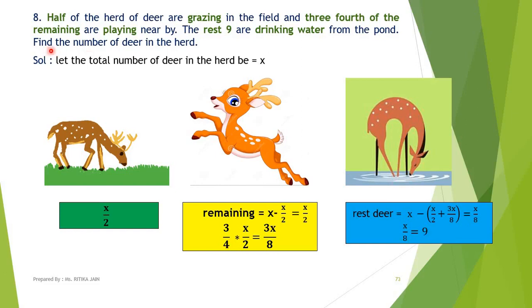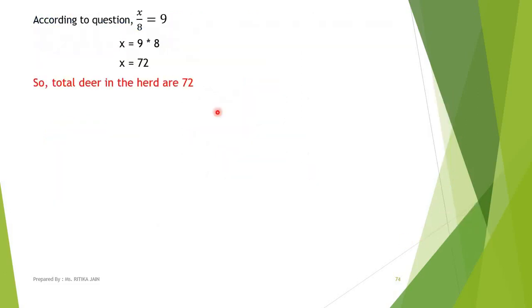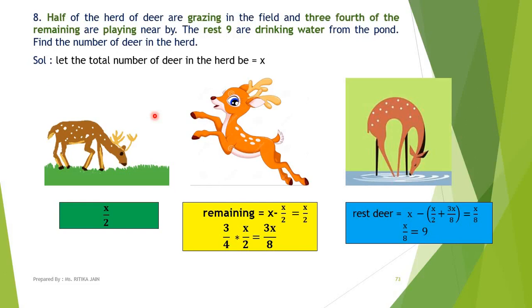And what do we have to calculate? We have to calculate the total number of deer in the herd. So, this is our required equation. Okay. So, clearly according to the question, x by 8 equals 9. So, on cross multiplication, we will get the value of x as 72. So, there are a total of 72 deer in the herd. I hope this pictorial representation is going to help you understand the question.